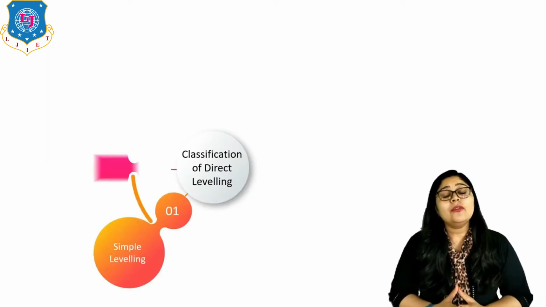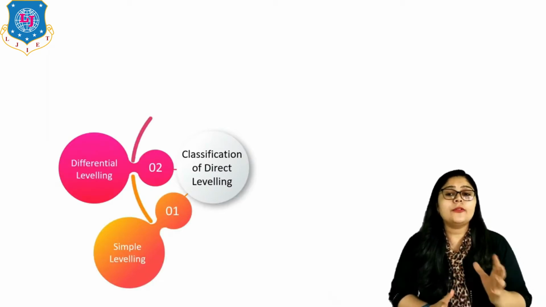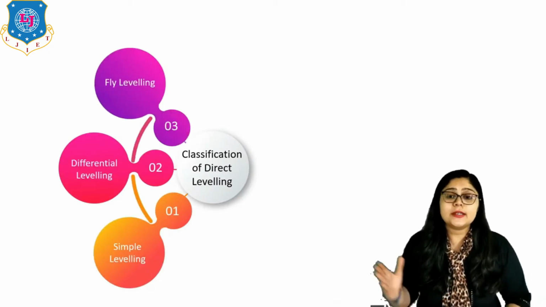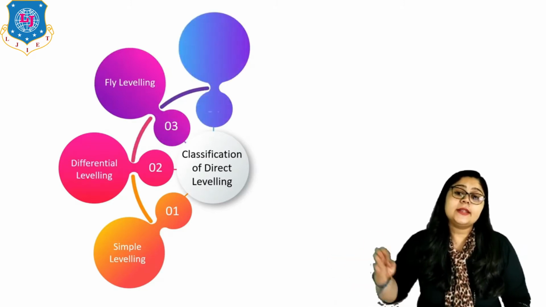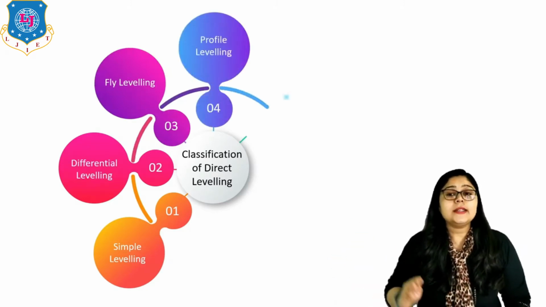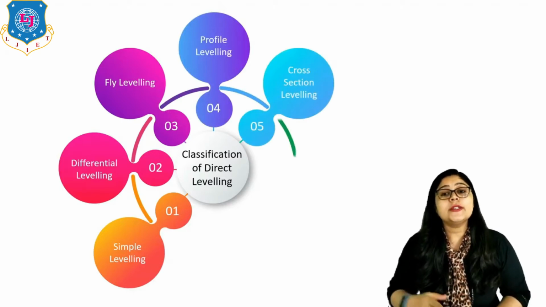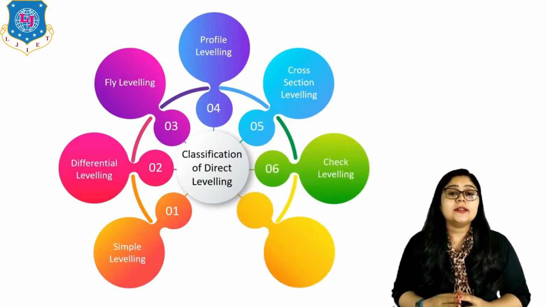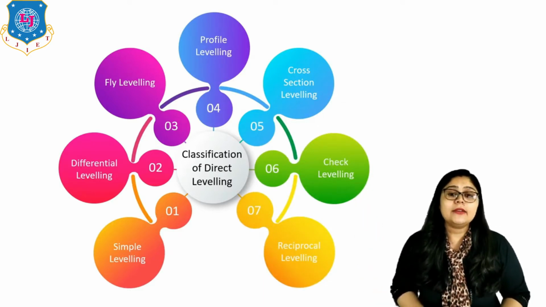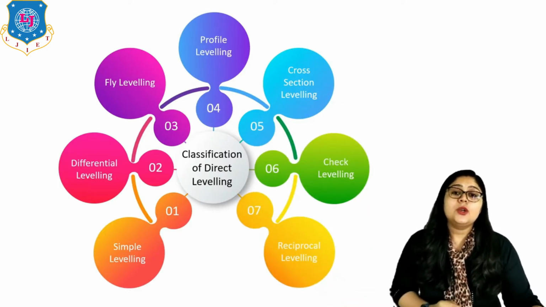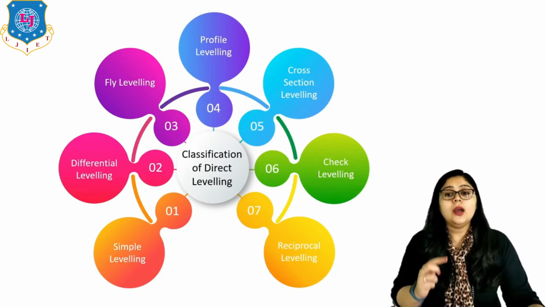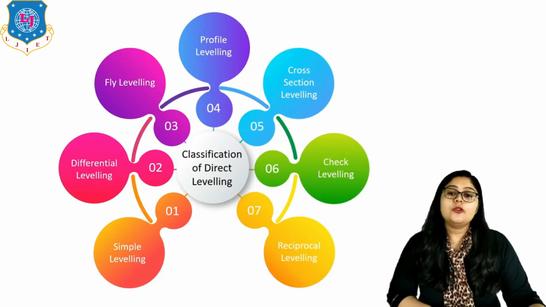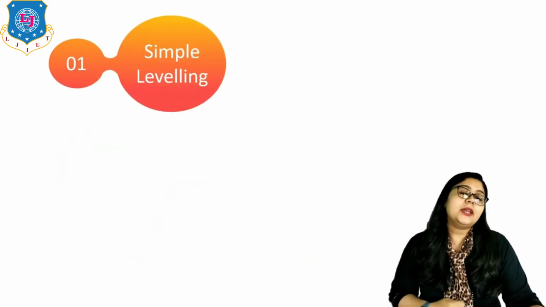Again, direct leveling is classified into a number of types, in which the first is the simple leveling, second is the differential leveling, third is the flying leveling, fourth is the profile leveling, fifth is the cross section leveling, sixth is the check leveling, and seventh is the reciprocal leveling. So now let us understand all one by one, right? So first is the simple leveling.